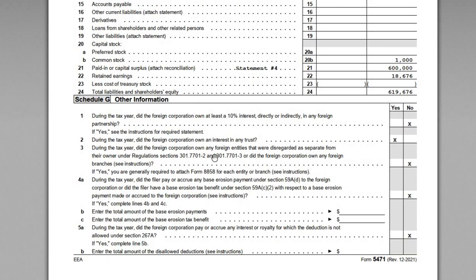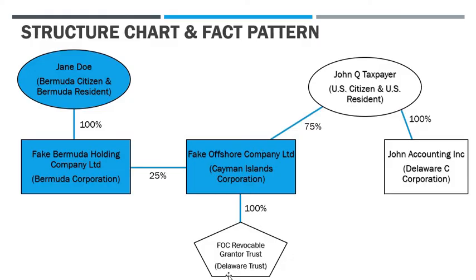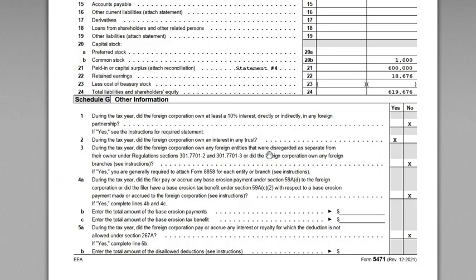Question three, does the FC own any foreign entities that are disregarded? So where would this maybe arise? If you had a CFC here that owned 100% of another Cayman Islands company, and perhaps you filed an entity classification election to make it disregarded. So if this was a Cayman Islands company that had a disregarded entity election made by filing 8832, or maybe a Bermuda entity filing an 8832, it's a foreign company and it's a disregarded entity, and so you would answer yes here and then complete the 8858.